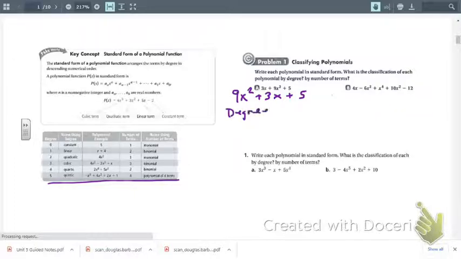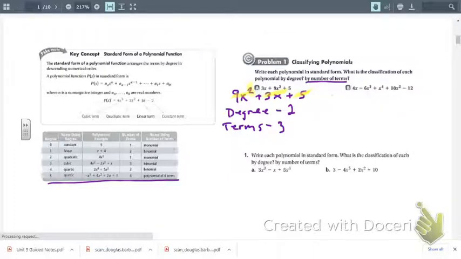So what is the degree? The degree is the highest power of the variable. So it's going to be 2. So the degree is 2. And then what's the number of terms? How many terms are there? Well, there's 1 term, 2 terms, 3 terms. So it's a degree 2 with 3 terms.